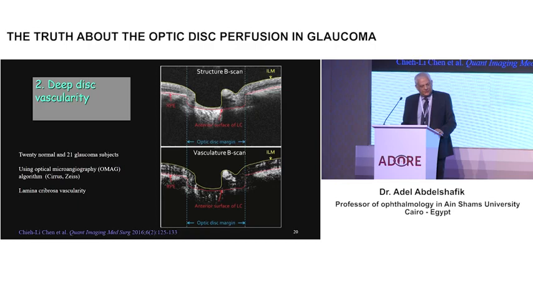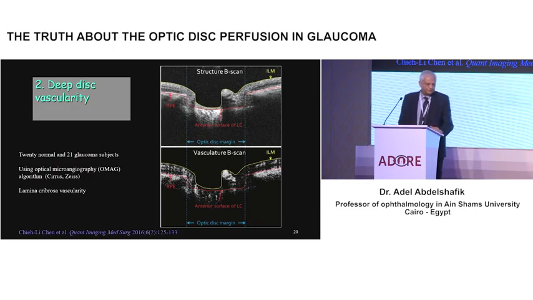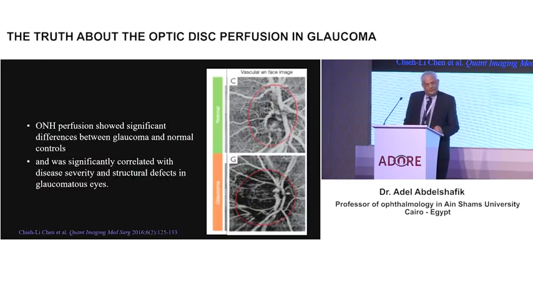Again, other studies checked the vasculature in the deep part of the optic nerve head. It was done here on 21 normal eyes and 21 glaucomatous eyes. They were checking the vascularity at the level of the lamina cribrosa. The upper picture is of a normal eye and the lower one of a glaucomatous eye. Optic nerve head perfusion showed a significant difference between glaucoma and normal controls, and it was significantly correlated with the disease severity and the structural defects of the glaucomatous eyes.